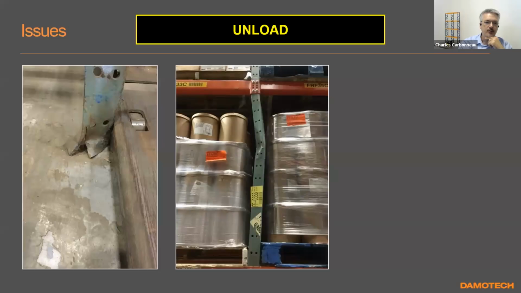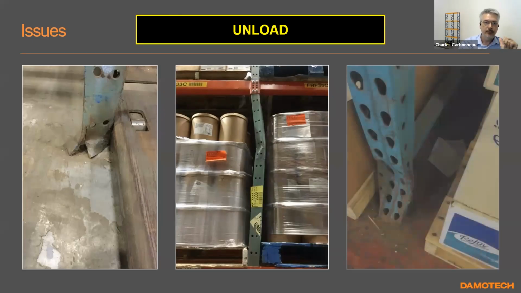This is an example of a structural steel column. Look at that. Look at that. And it's holding ice cream. So this was a fully loaded system. This is a typical unload immediately, because if it goes, it really goes.